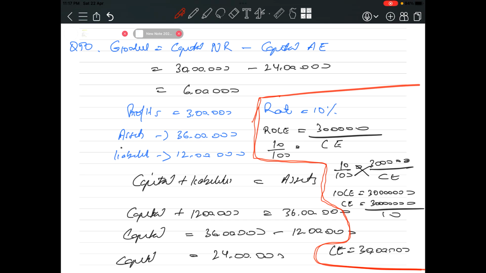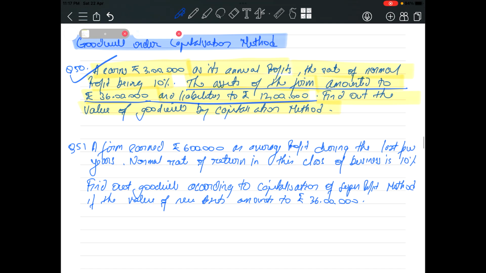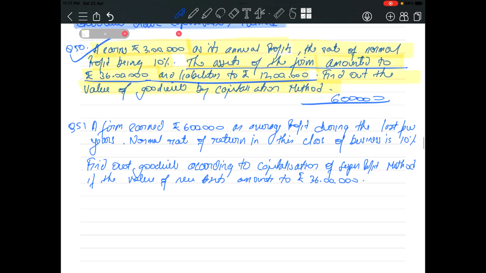So we are done with question number 50. What is the answer of question number 50? 6 lakhs, right? The goodwill is 6 lakhs. Simple and easy. Now let's come to question number 51.